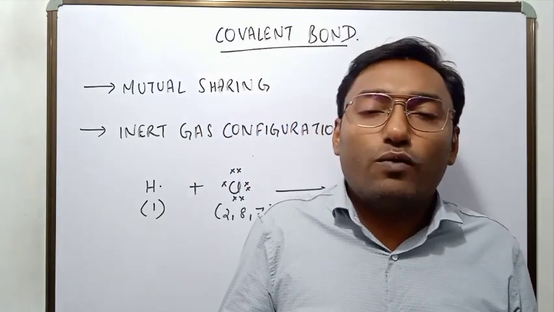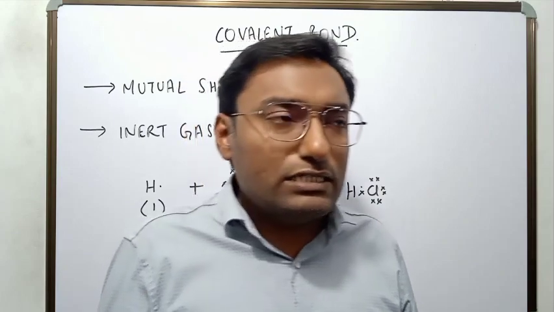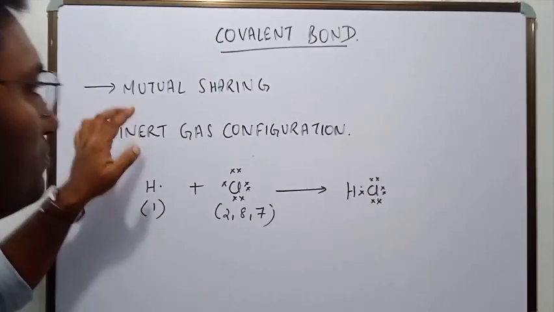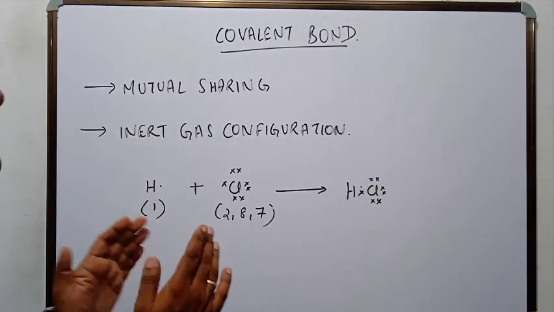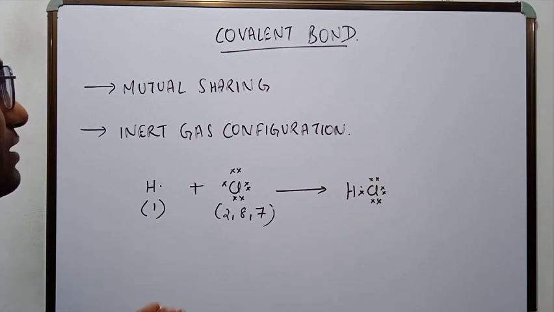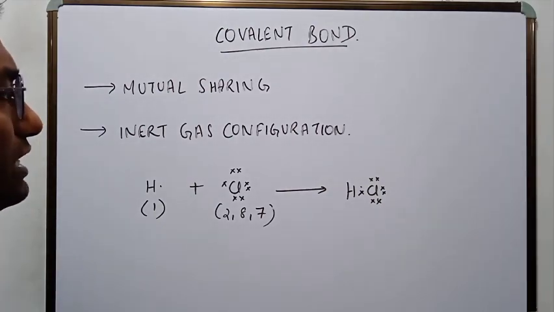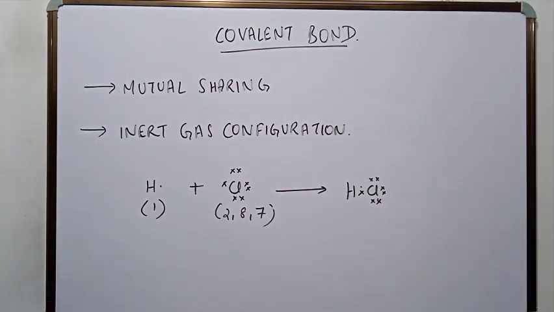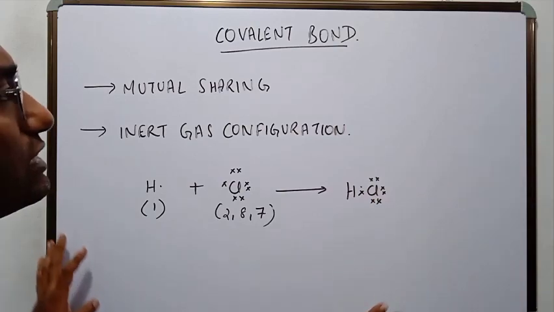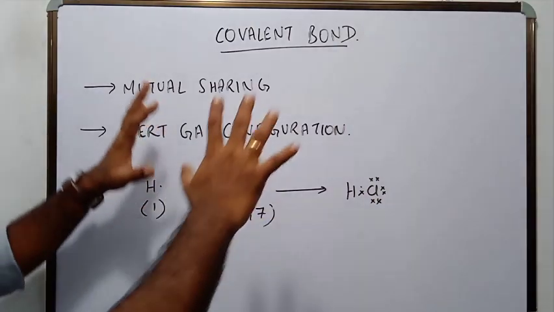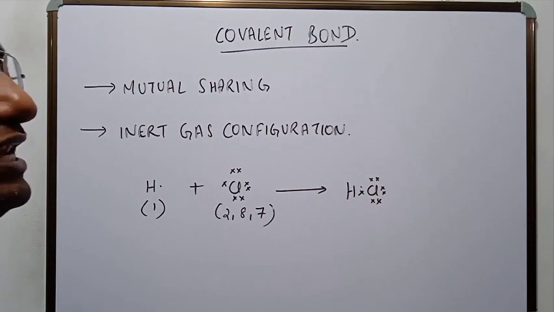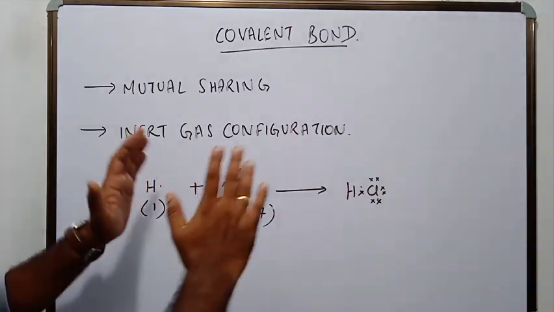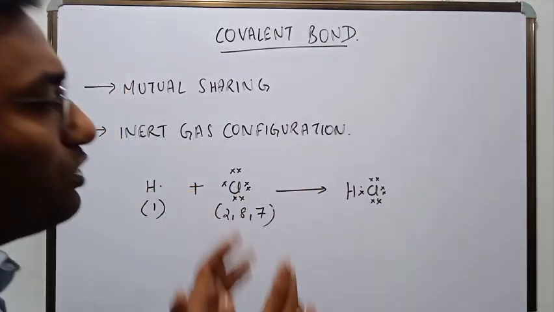So let us start. Covalent bond. A covalent bond results from mutual sharing of one or more pairs of electrons. In the process of this mutual sharing, they achieve a stable electronic configuration in the outermost shell. What is a stable electronic configuration in the outermost shell? Either it is an octet or it is a duplet. So the outermost shell should have either 2 electrons or 8 electrons.